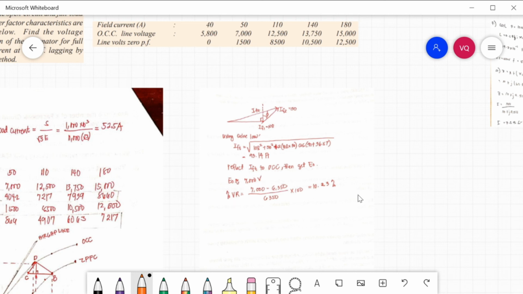Solving now your percent voltage regulation. From our formula, EO minus V divided by V times 100, equal to 7,000 minus 6,350 divided by 6,350 times 100, equal to 10.23%.